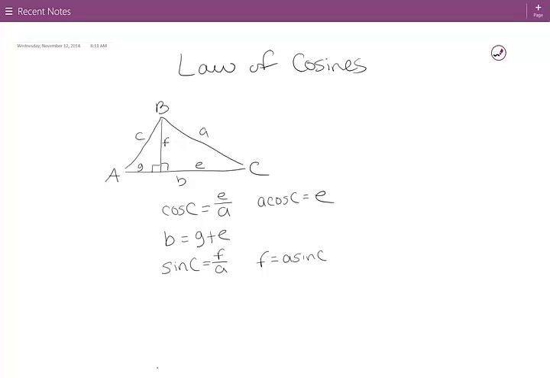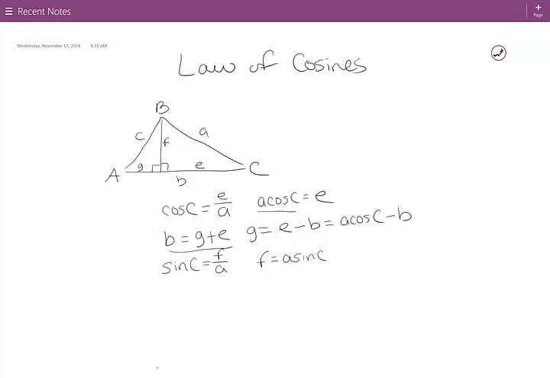Alright, so looking at this, let's go ahead and get an equation for G as well. So using this equation right here, we're going to get an equation for G. If B equals G plus E, then G must equal E minus B, and we have an equation for E, that's A cosine of C. So therefore, G must equal A cosine of C minus B.